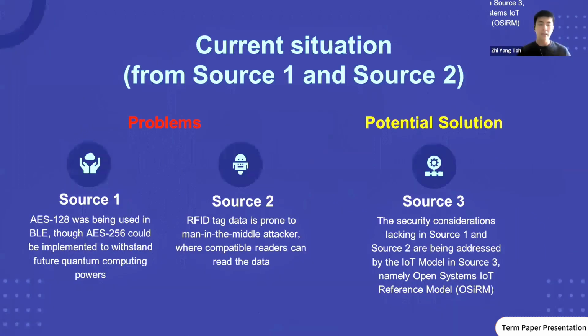And in the current situation, we see the problems arising from the two sources. For source one, AES-128 is a weaker algorithm because it is vulnerable to quantum computing attacks. And for source two, the RFID tag data is prone to man-in-the-middle attack, and therefore the solution surfaces in source three, where the security vulnerabilities from source one and source two will be addressed by using the IoT model called the Open System IoT Reference Model, OSIRM.